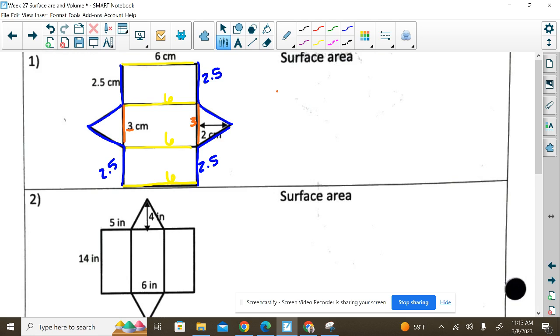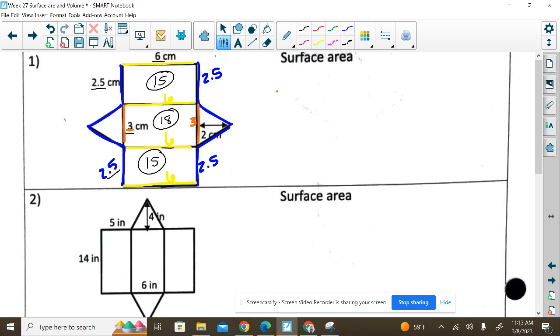Now, same thing as everything else we've been doing, you're going to find the area of each individual shape. So I've got 6 by 2.5, which gives me an area of 15. I've got 3 by 6, which gives me an area of 18. And I've got 2.5 by 6, which gives me an area of 15. And then I've got my 2 wings. And we talked about how the wings are going to be the exact same.